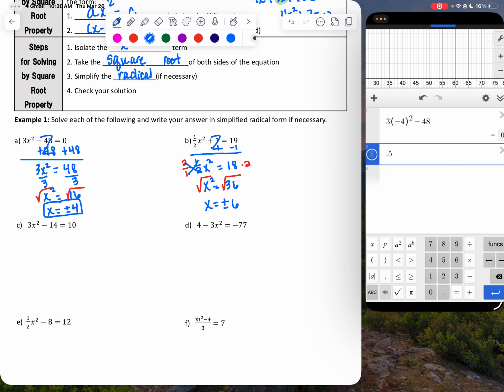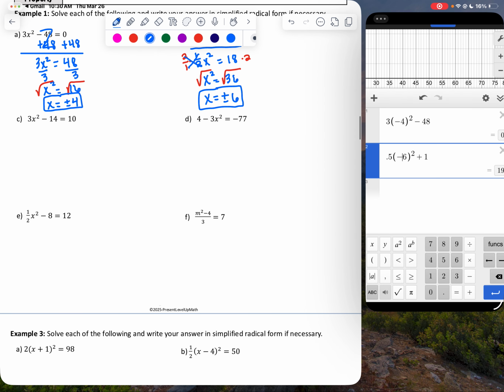So 0.5 parenthesis, I'll check my first solution, which was 6 squared plus 1, and that does give me 19. So positive 6 checks out. Now let's check negative 6. So change the positive 6 to negative 6, and it also equals 19. So both of those solutions check out.